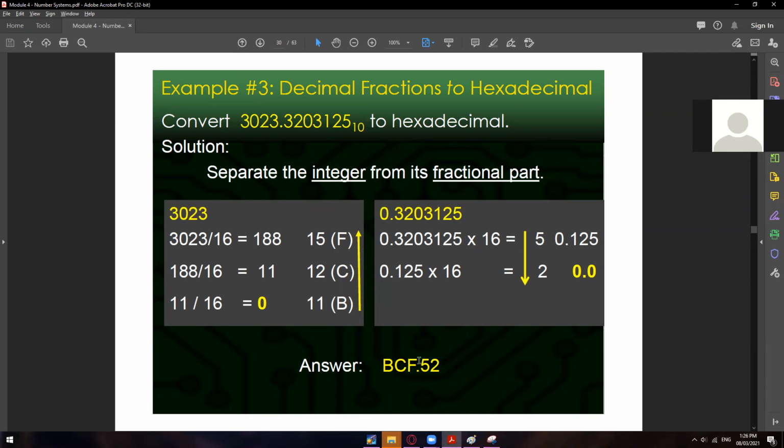So BCF dot 52. All right. As long as you know the process for the integer part and then the fraction part, then you're not going to have any problem. I'll give you guys 10 seconds to analyze this one and let me know if this one is already clear or not.